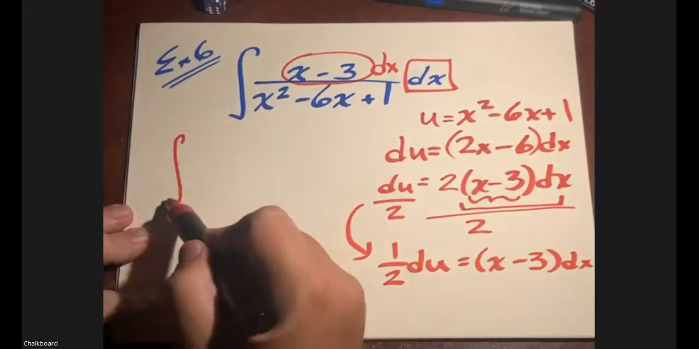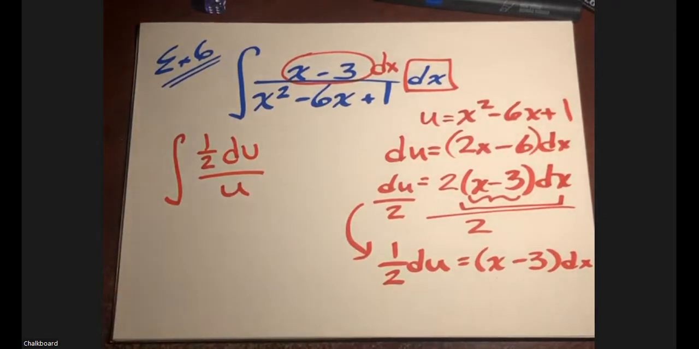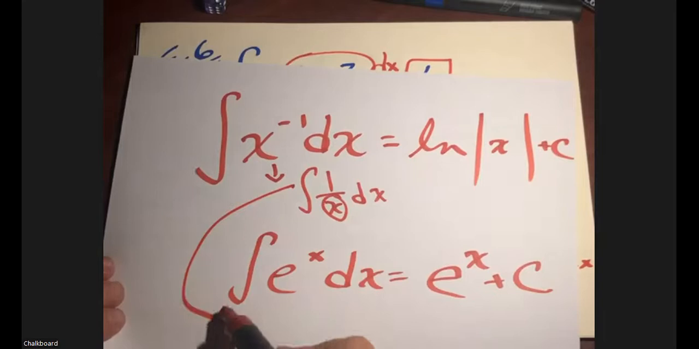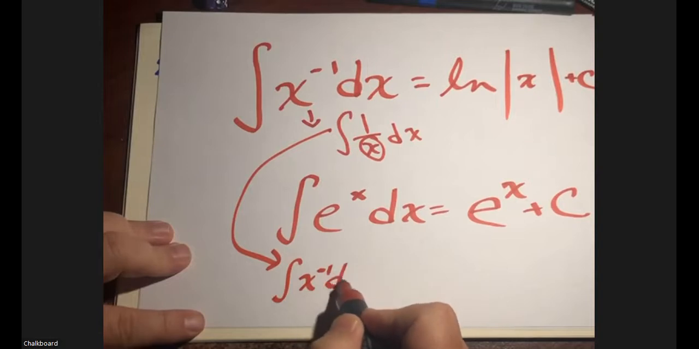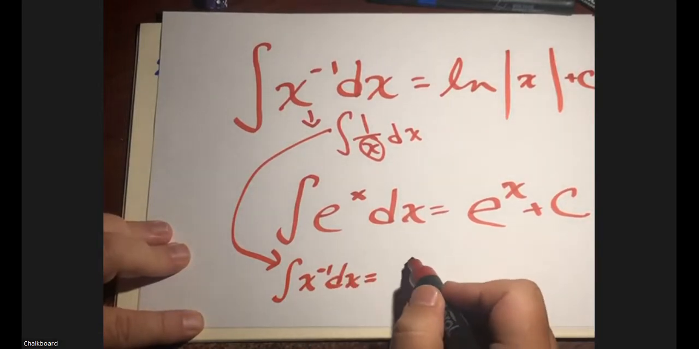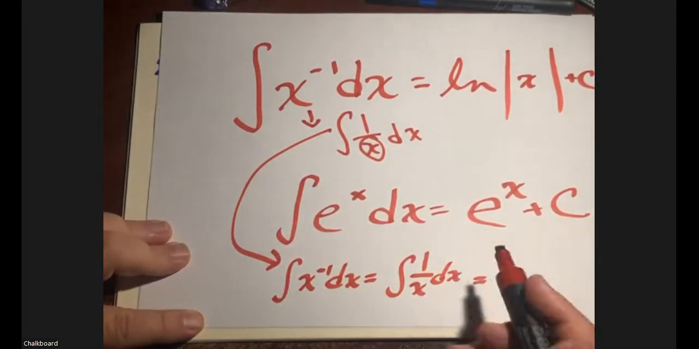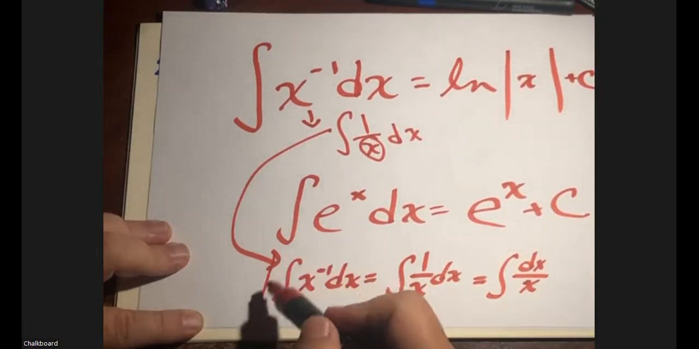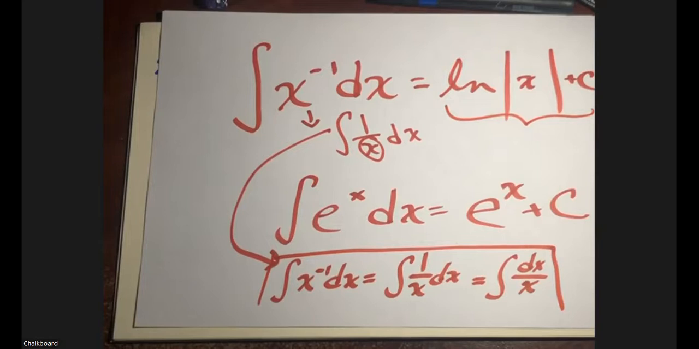That would make it look like this: 1/2 du over u. Suddenly, it's really very simple. Remember this formula here, you can write this to look like either the integral of x to the -1 dx, or you could call it the integral of 1 over x dx. Or if you want, because of all the things we learned about fractions, you could call it the integral of dx over x. It's the same idea. All three of these become this expression, the natural log of the absolute value of x plus c.